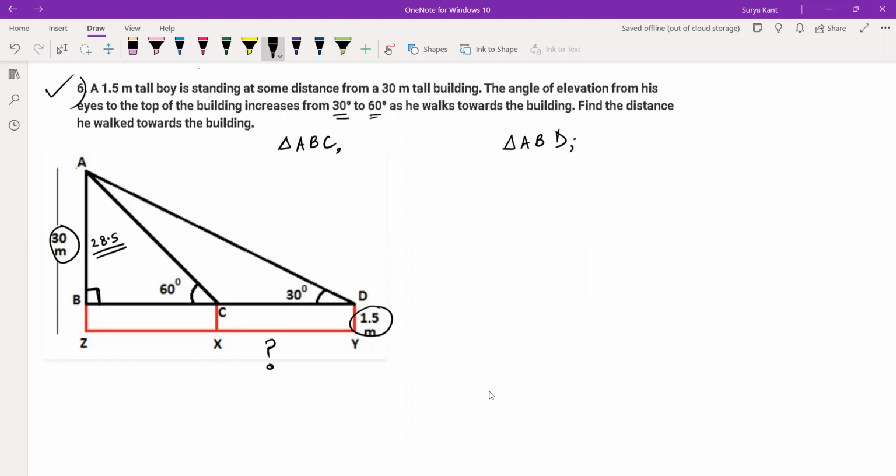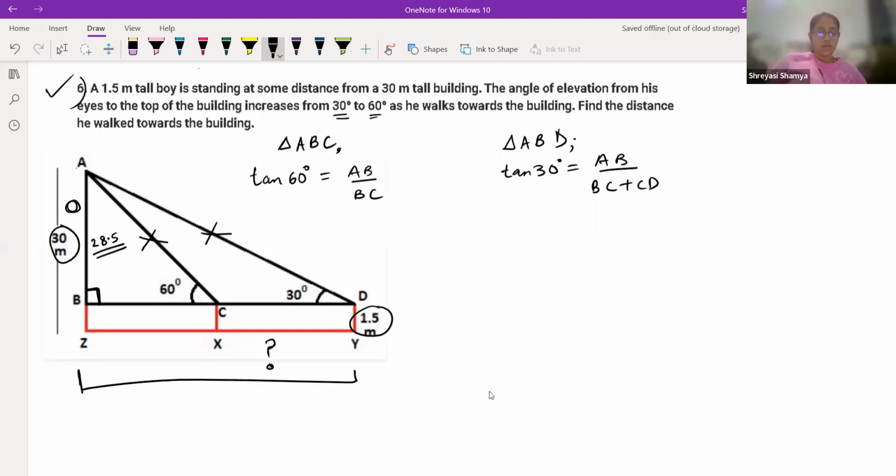So we are not bothering about this length. This hypotenuse you don't want. We want only the opposite and adjacent. In triangle ABC, we use tan 60 degrees: tan 60 degrees equals AB by BC. Parallelly, we can write tan 30 degrees equals AB by, don't write only CD, write completely BC plus CD, because you have the complete right angle triangle. So the opposite from here, completely you have to consider, okay?